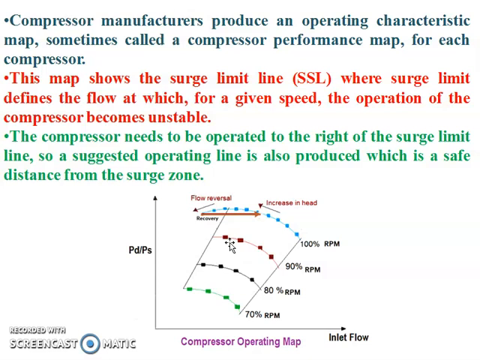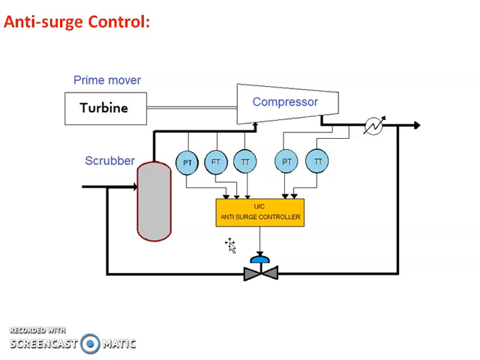Now the question is how to design that anti-surge controller. This anti-surge controller can be designed by measuring discharge pressure, suction pressure, discharge temperature, suction temperature, and the suction flow rate. Based on these measurements, it can calculate the limit of surge, because the surge limit depends upon these 5 parameters. If these 5 parameters vary, it will indicate whether the compressor is entering into surge or not.